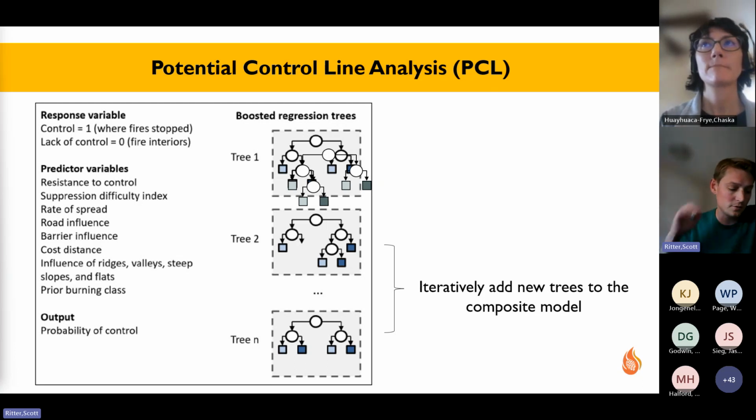Cost distance is another measurement of how hard it is to get ground resources in. Your topographic variables, so ridges, valleys, steep slopes, flat ground, things like that, and then the prior burning. So how long ago was there a previous fire on a given location? And then our output is this probability surface that does its best to relate those historical fire occurrences to where you might be likely to contain a future fire.